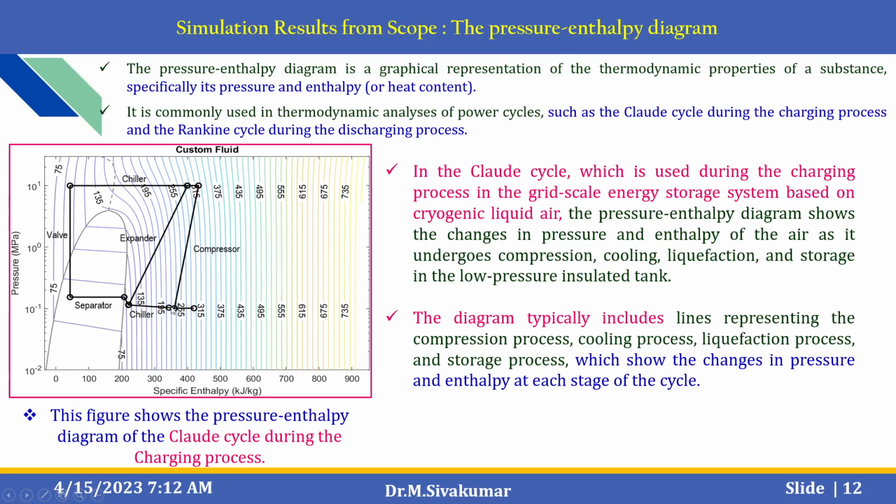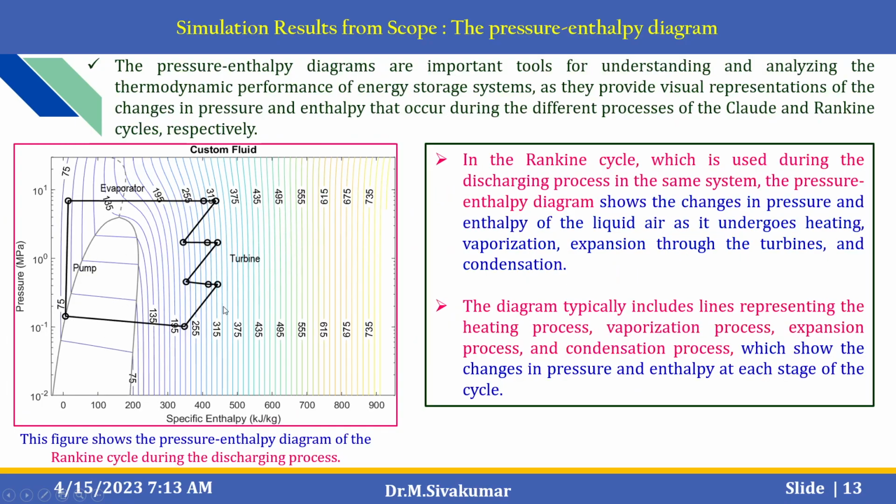Also, this diagram typically includes lines representing the compression process, cooling process, liquefaction process and storage process, which show the changes in pressure and enthalpy at each stage of the cycle. That is during the charging process. The next diagram shows the discharging process.